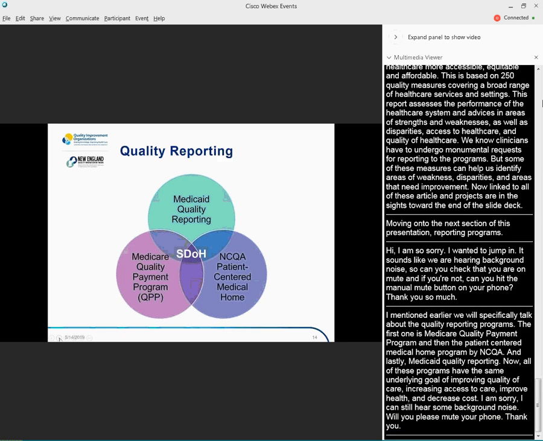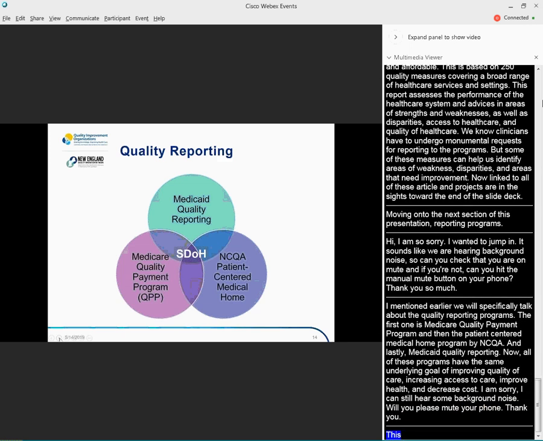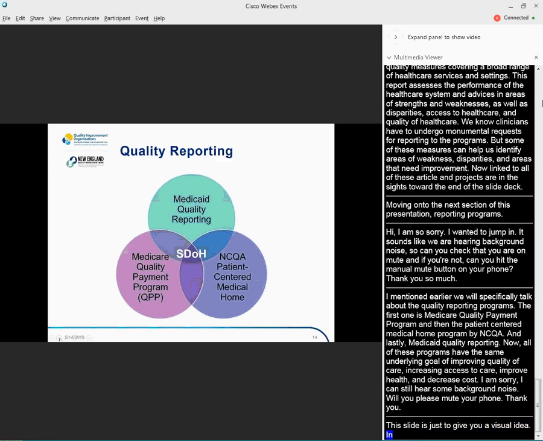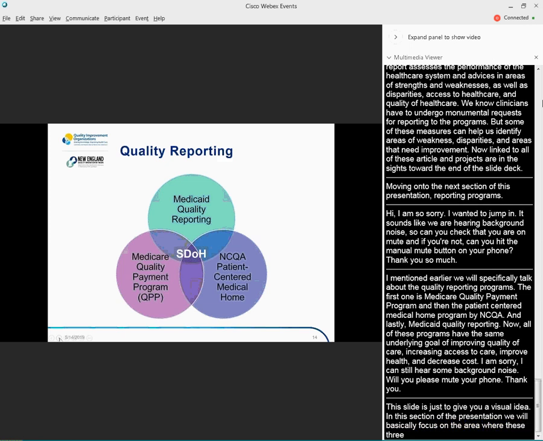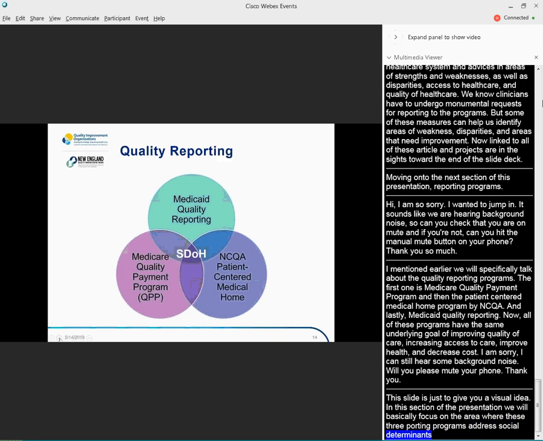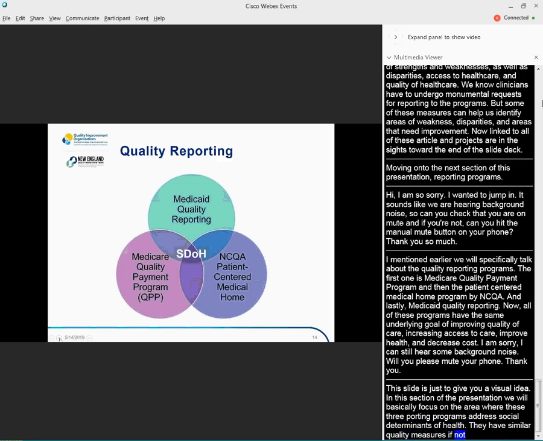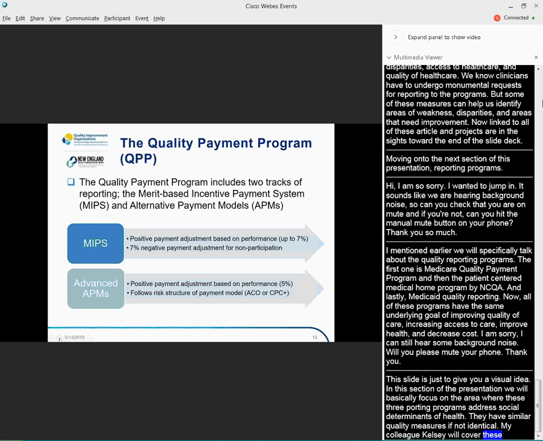Now, this slide is just to give you a visual idea. In this section of the presentation, we will basically be focusing on the area where these key reporting programs address social determinants of health. All these reporting programs have similar quality measures, if not identical. My colleague Kelsey will be covering these measures in detail later in this presentation.